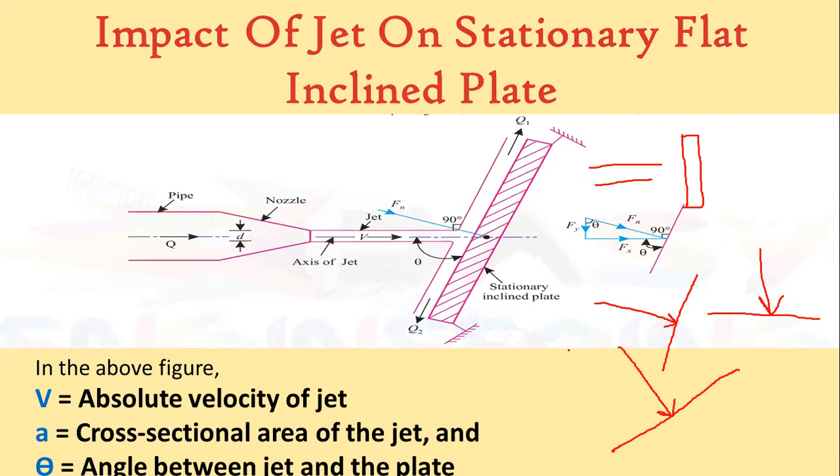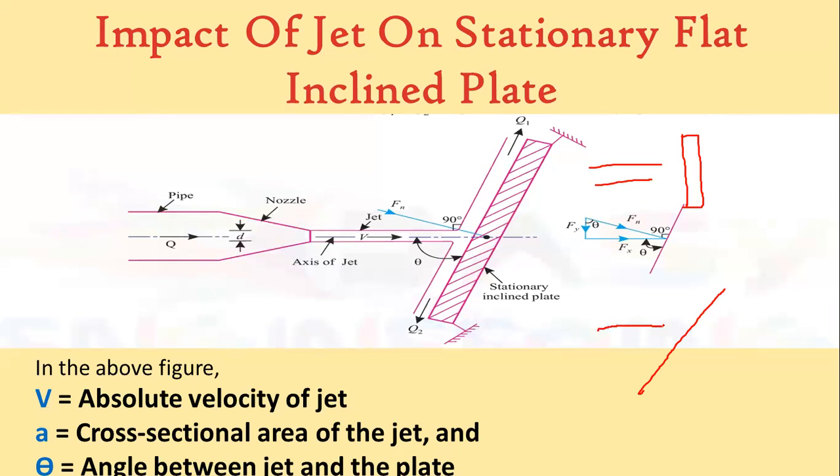So here, the problem is that the jet is striking in an oblique manner on this inclined plate. So what we have to do is, first we have to find out the normal force. Okay, this is the normal force, or the actual force which is acting normally on this plate. And then we have to find out this force in the direction of the jet.